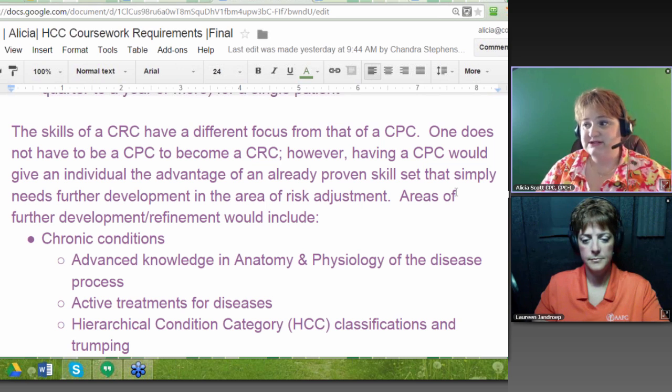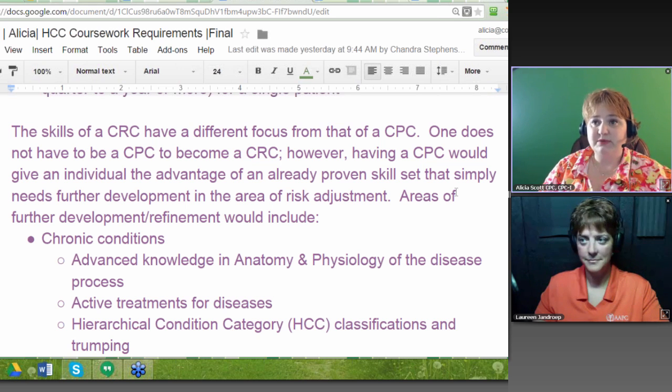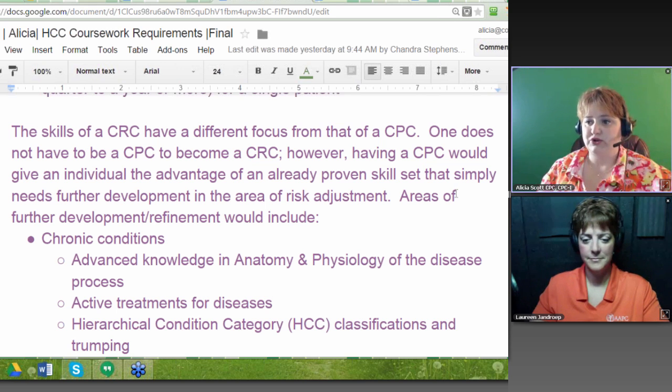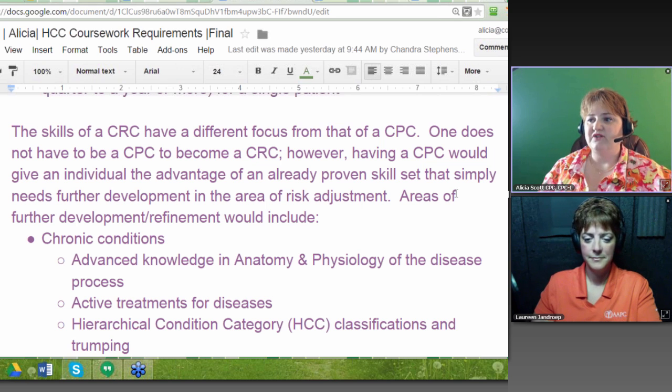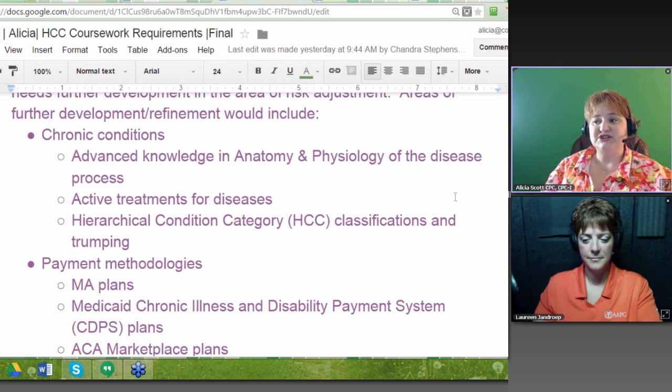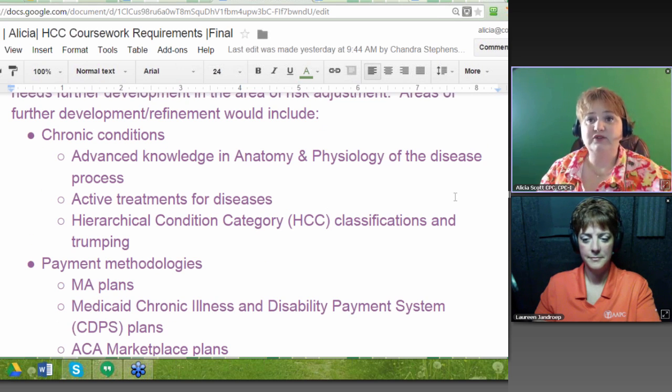However, having a CPC would give an individual the advantage of already proven skills. Very important. And that just simply need to be developed for this specialty. And areas of further development and refinement would include chronic conditions, advanced knowledge of anatomy and physiology of the disease process, active treatment for diseases, hierarchical condition category classifications, and trumping.